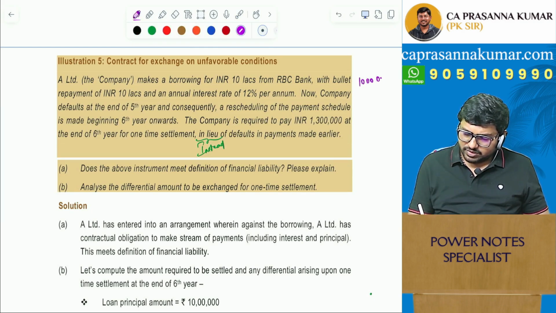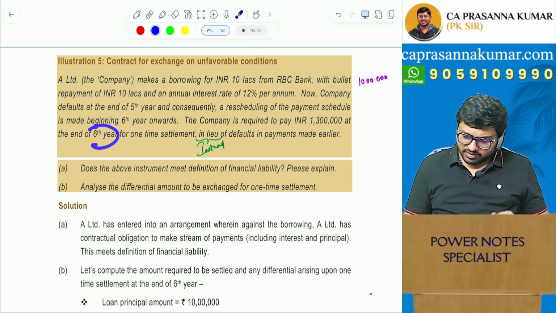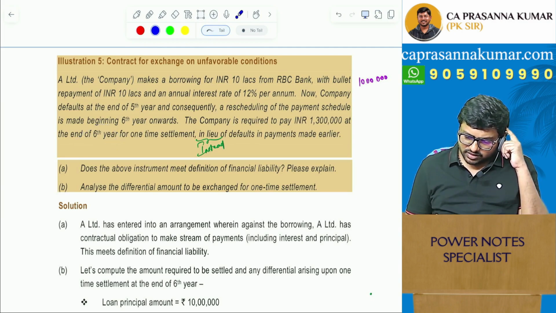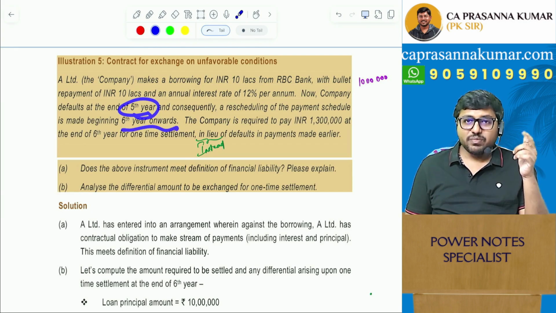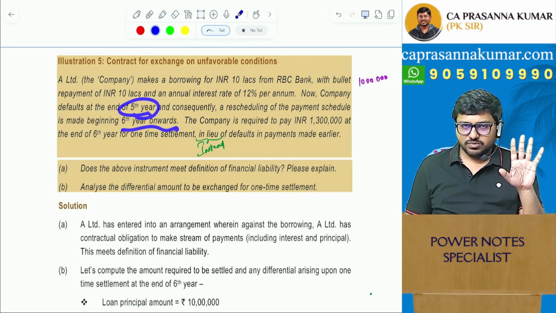10 lakhs is the principal amount that you have to repay, right? So, amount payable at the end of 6th year. How much are you going to pay? 13 lakhs, right? Okay. At the end of 6th year, you have to pay 13 lakhs. So, did you default on the 5th year, right? So, logically speaking, you have to actually pay 10 lakhs only, because you defaulted on the 5th year and ultimately you're paying on the 6th year. So for the 5th and 6th year you have to pay interest, logically speaking, correct?